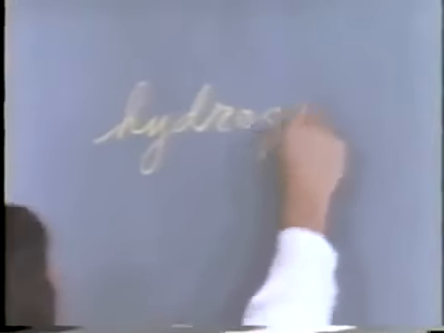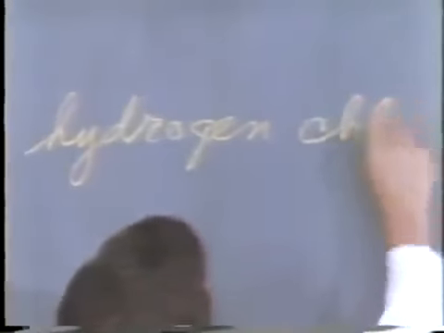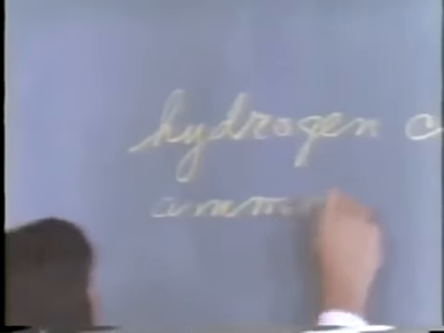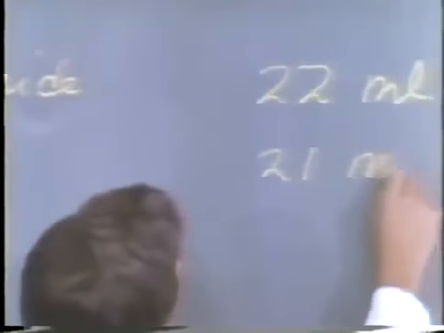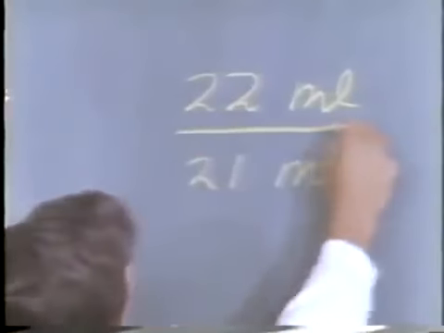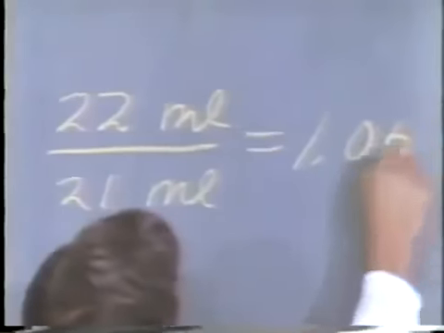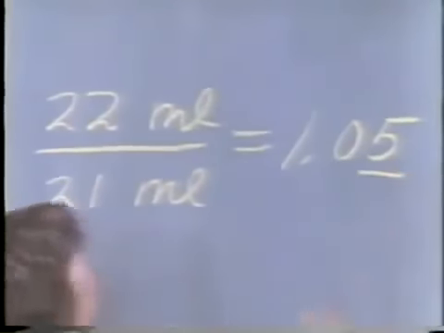Hydrogen chloride, 22 milliliters plus or minus 1, and ammonia, 21 milliliters plus or minus 1. The ratio of these two volumes is 1.05, and the figure is not significant.